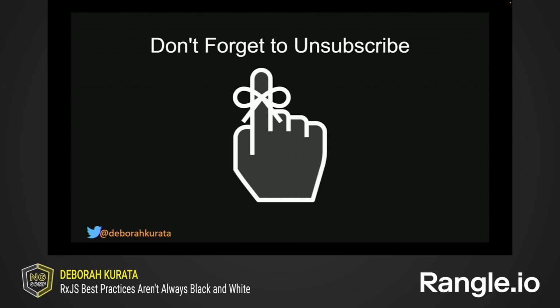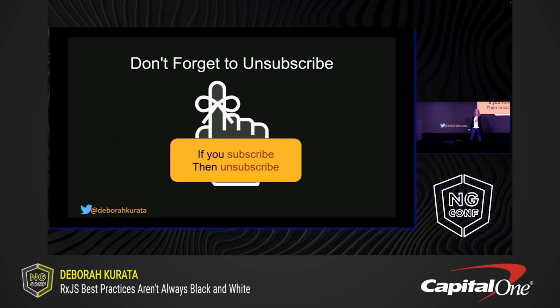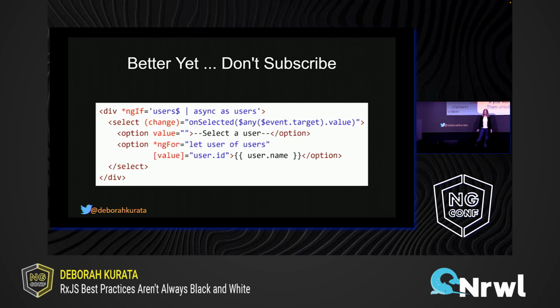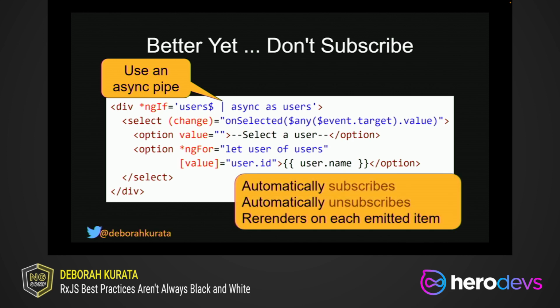So the first is don't forget to unsubscribe. The general rule of thumb, or I guess finger on the image here, is if you subscribe, then you should be unsubscribing. And that's a really good junior level general rule to follow. But a better best practice is to not have to subscribe at all and instead use an async pipe. If you use an async pipe, then it automatically subscribes, it automatically unsubscribes, and it re-renders every time another item is emitted. So your UI will update.